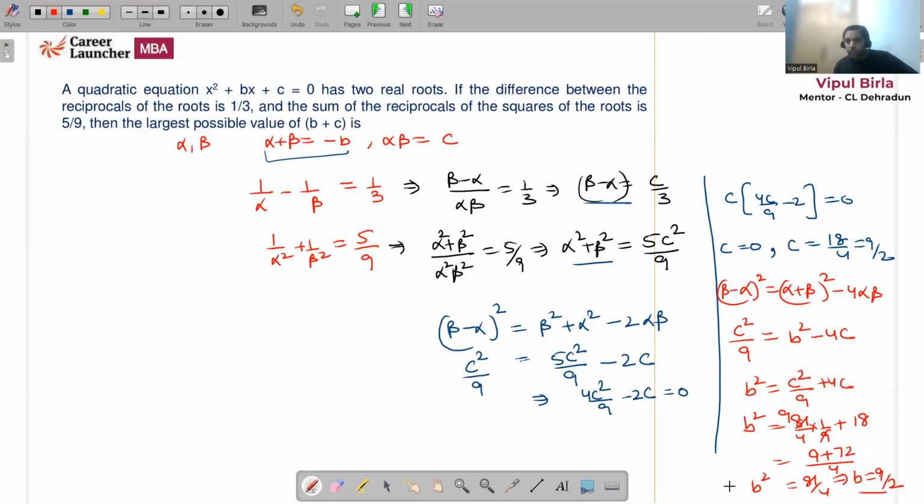This is when C is 9 by 2. So let me write it. If C is 9 by 2, B will be 9 by 2. And if C is equal to 0, B will also be equal to 0. Hence, the maximum value of B plus C is equal to 9 by 2 plus 9 by 2, which is equal to 9. That is the answer.